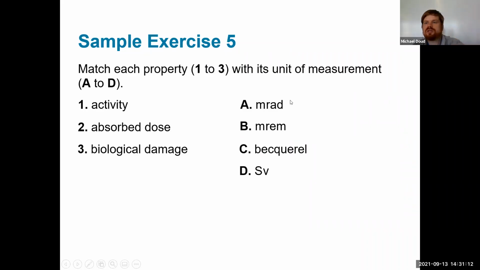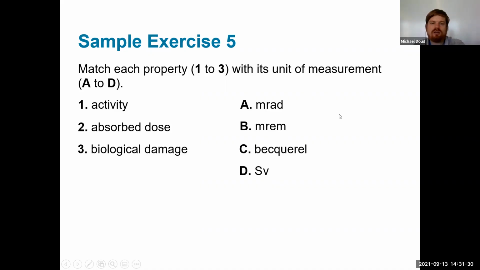So let's pause here and answer the question. Match each property with what is measuring it. Which of these measures the activity of radiation? Which one measures the absorbed dose? And which one measures the biological damage? So we can go ahead and pause.